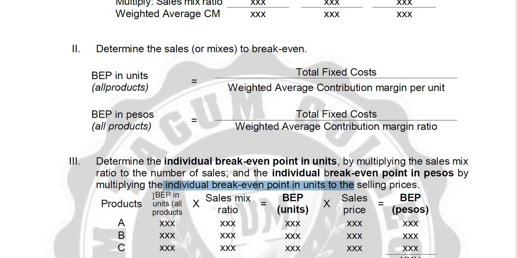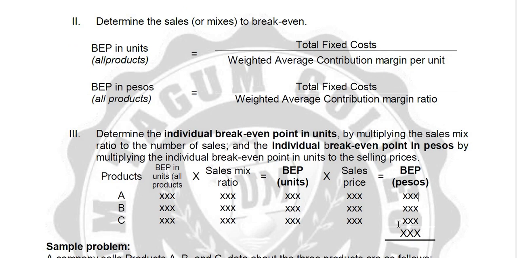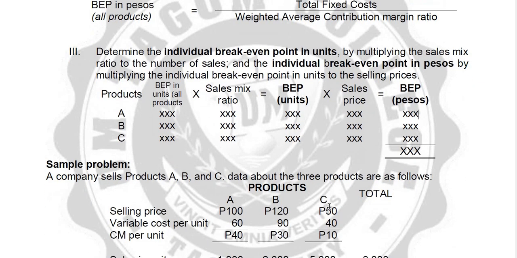So, yung break-even point in units, sa lahat ng product, like for example dito, multiply mo lang yung sales mix ratio, para makuha mo yung individual break-even point in units ng bawat isang product. So, if you are to multiply that with the respective sales price, then makukompute mo yung break-even point in terms of peso value. So, meron tayong sample problem dito.